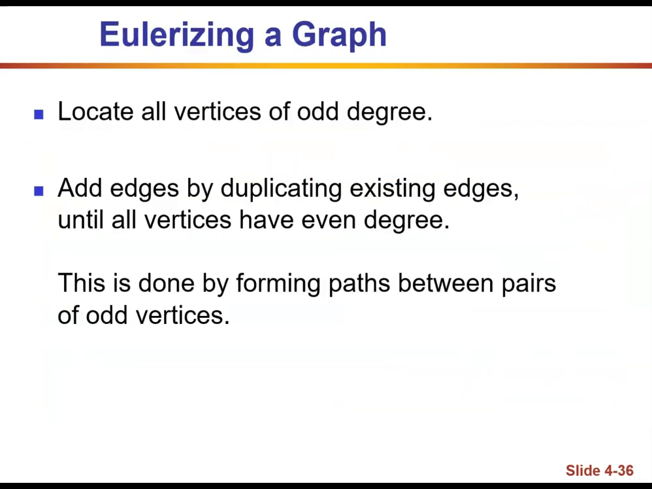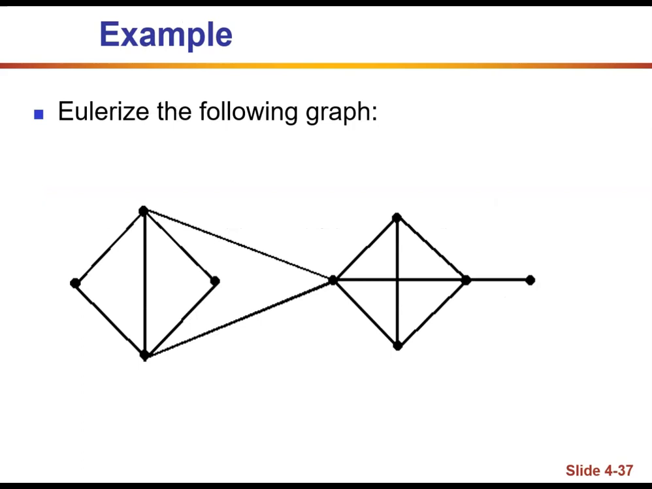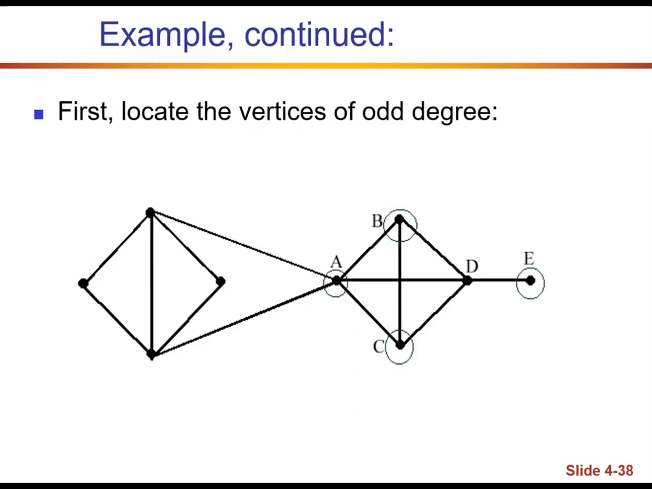So, we want to locate all vertices of odd degree, then add edges by duplicating existing edges until all vertices have even degree. This is done by forming paths between pairs of odd vertices. So again, we're going to Eulerize this graph. We're going to take a look at it and first locate all the odd degrees. So that was A, B, C, and E.